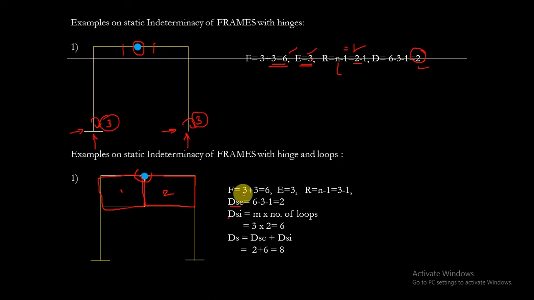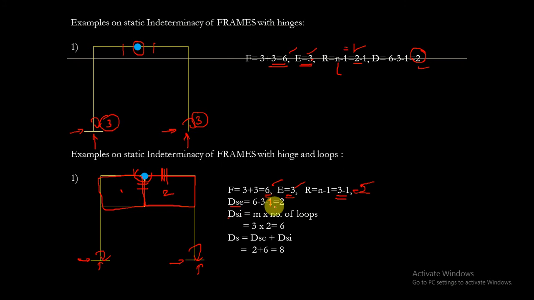External indeterminacy can be found out by f minus e minus r. That is, there are 3 unknown reactions here and 3 unknown reactions here, 3 plus 3 equals 6. We have 3 equilibrium equations, and r equals n minus 1. That is, 3 members are connecting to this hinge: first member, second member, and third member. The total number of members connecting to the hinge is 3. Therefore 3 minus 1 equals 2. External indeterminacy is 6 minus 3 minus 2.